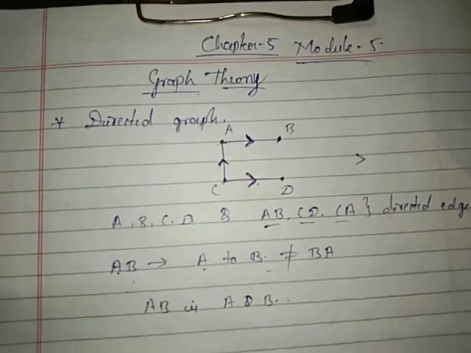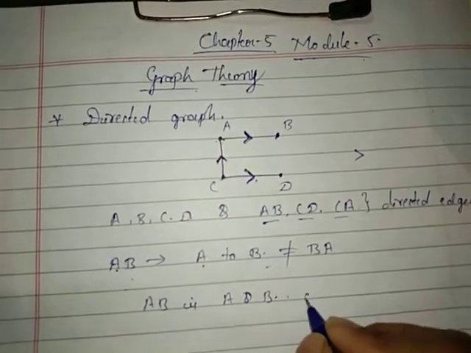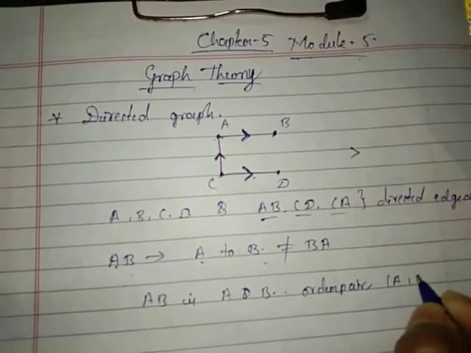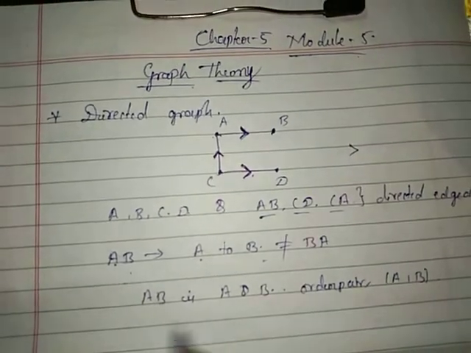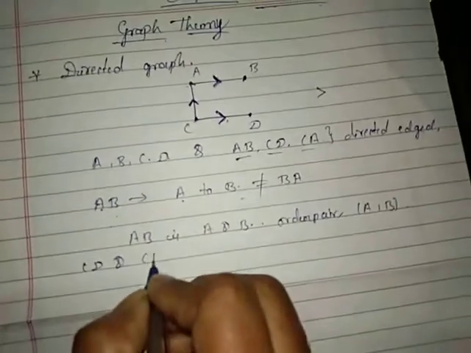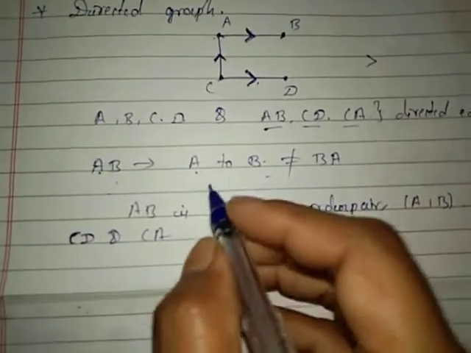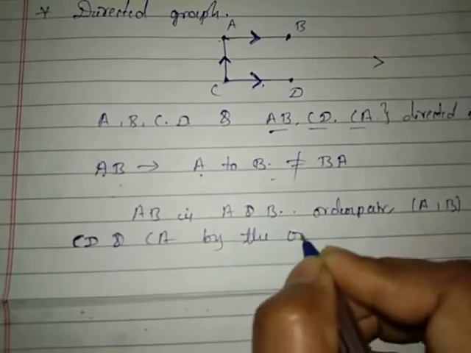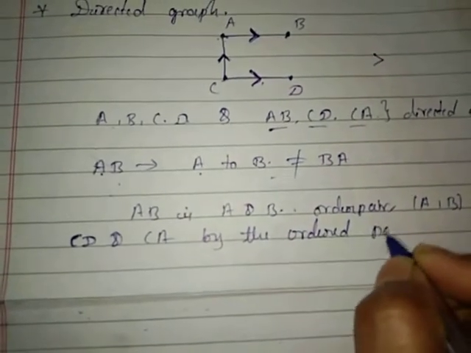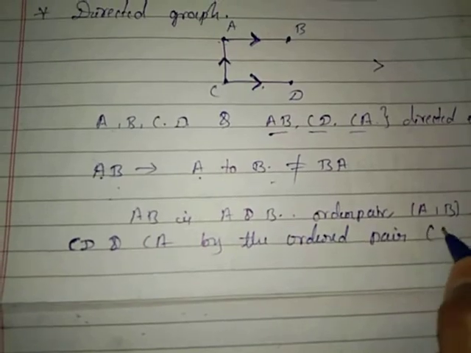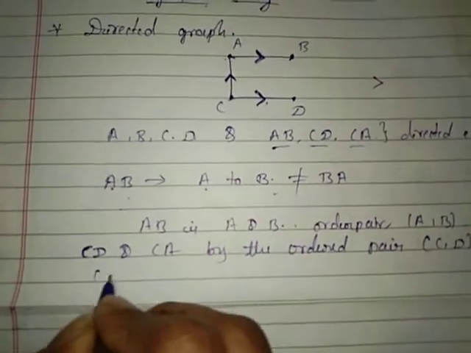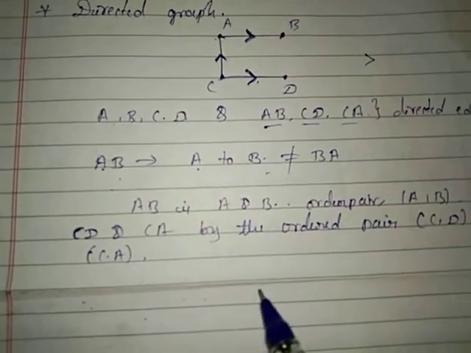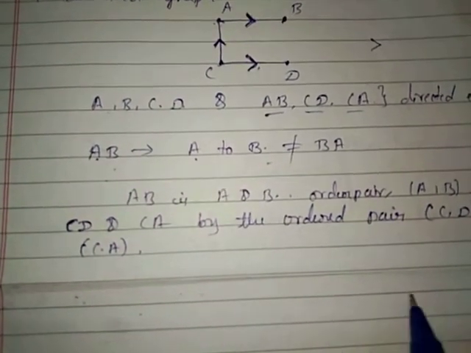Here the directed edge AB is determined by the vertices A and B in that order, and may therefore be represented by the ordered pair A, B. Similarly, the directed edges CD and CA are represented by the ordered pairs C, D and C, A respectively. That is the representation of edges in terms of ordered pairs.